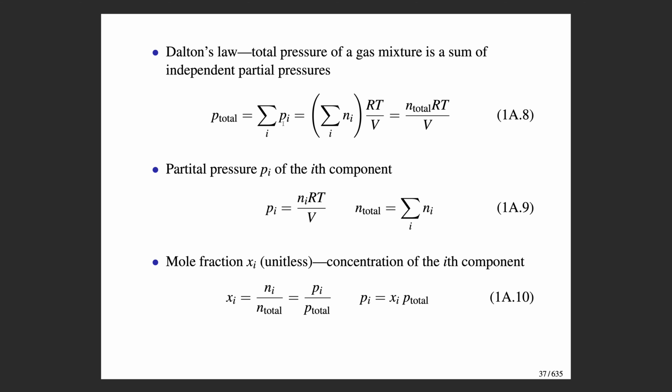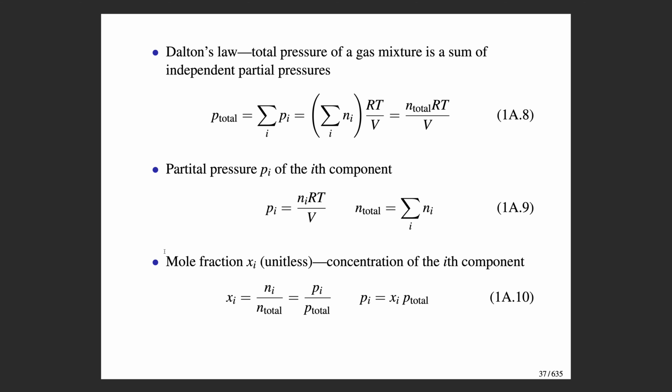If you plug in the perfect gas law for each gas component, you can factor out RT over V, and this gives you just a sum over the number of moles of each gas component, which you can write simply as n total times RT over V. The partial pressure of each gas component just obeys its own ideal gas law, and here we've stated that the total number of moles is just the sum of the number of moles of each gas component.